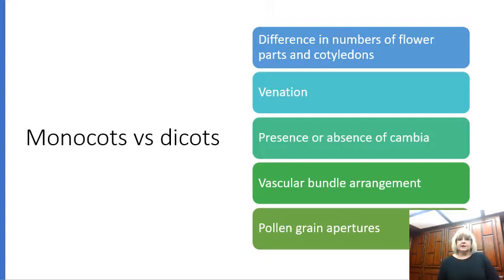Okay, so in the monocots versus the dicots on this section. The dicots and the monocots are distinguished from one another by the differences in the numbers of flower parts, the differences in the number of cotyledons, the venation, the presence or absence of cambia, vascular bundle arrangement, and the pollen grain apertures.